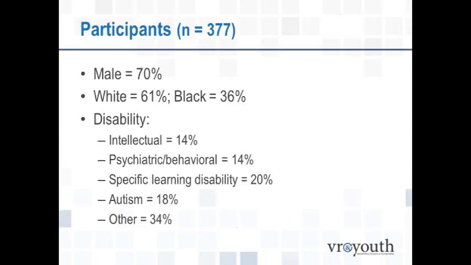So from this you can tell that in terms of gender, ethnicity, and disability, there was a fairly robust diversity among the group. And so again, this should confirm a little bit about the applicability of the model across student categories.